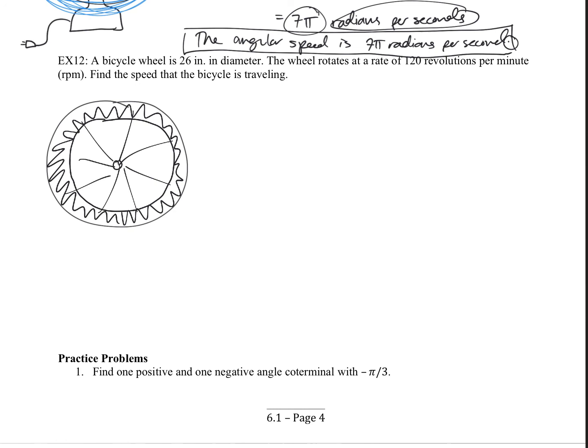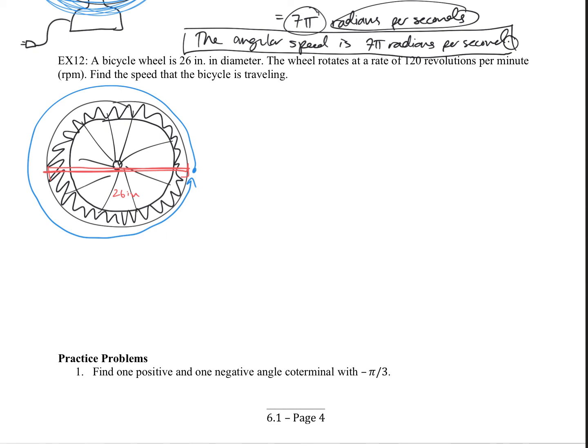What do we know about it? It's 26 inches in diameter. Okay, so this whole length across is 26 inches. And then the wheel rotates at a rate of 120 revolutions per minute. So the whole wheel, if I start here and I go around, it does that whole revolution 120 times in 1 minute. Okay, so now we want to find the speed the bicycle is traveling.